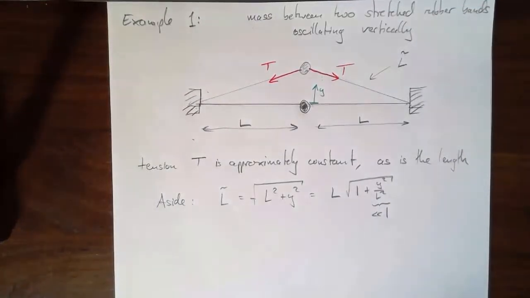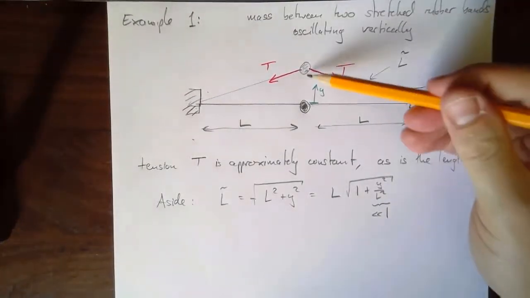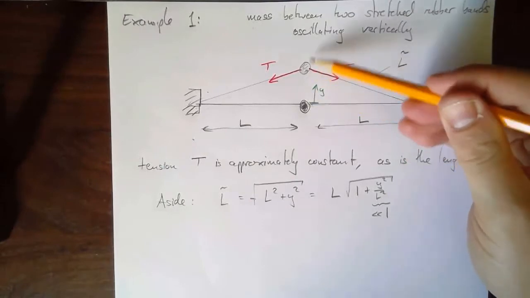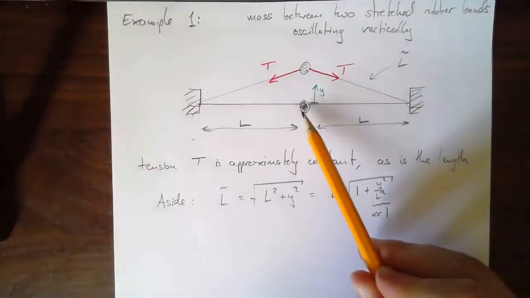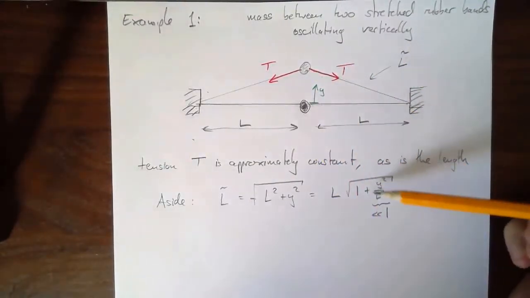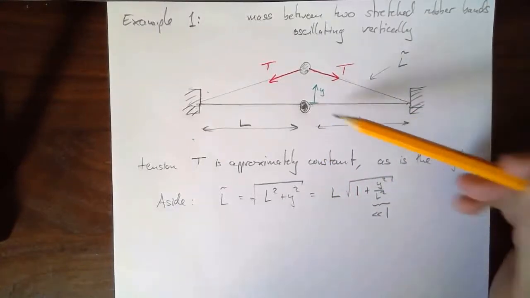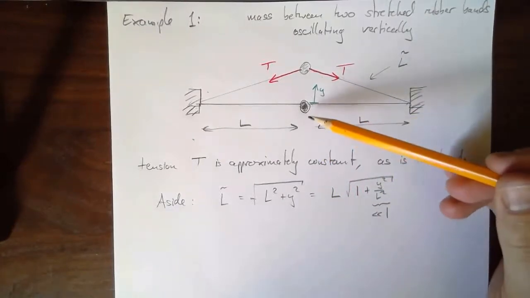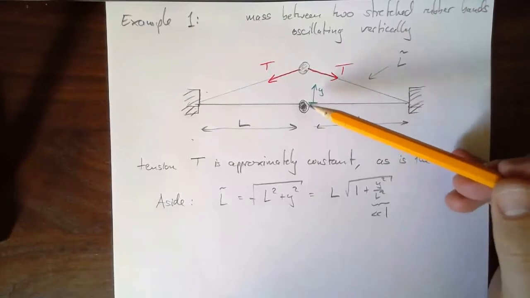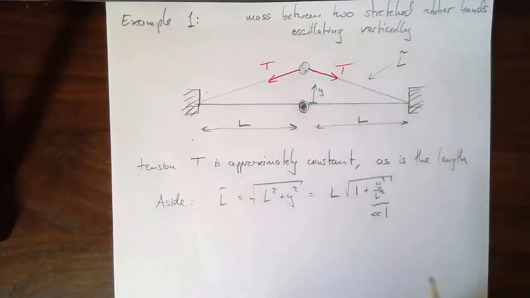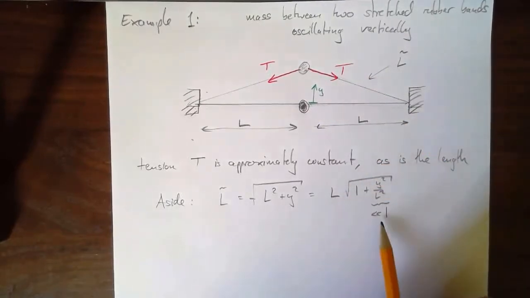That's where the small oscillation assumption comes in. I'm assuming that this distance here is much smaller than this distance. How much smaller? Maybe less than 1% of it. Or maybe less than 1/1,000,000th of it. Or maybe just less than 1/10th of it. Depends on how accurate I want to be. Or need to be.